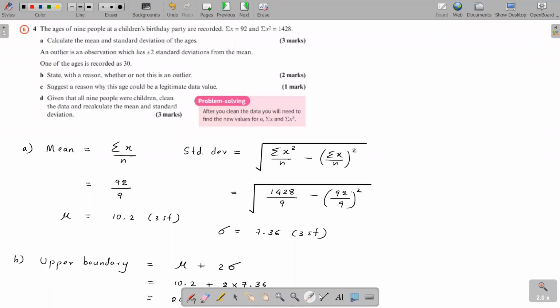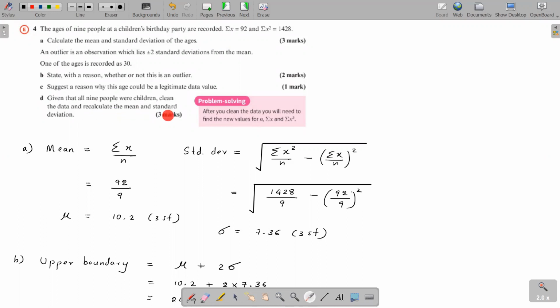Okay, so we'll move on to part D. Given that all 9 people were children, clean the data and recalculate the mean and standard deviation. So basically, what they are asking you by cleaning is you need to remove the data because this needs to be done for children, right? Cleaning the data means to remove the unnecessary data. So what is the unnecessary data you need to remove? This age 30 needs to be removed, which means the data set of 9 people will now become 8. So you're going to remove this unnecessary person.